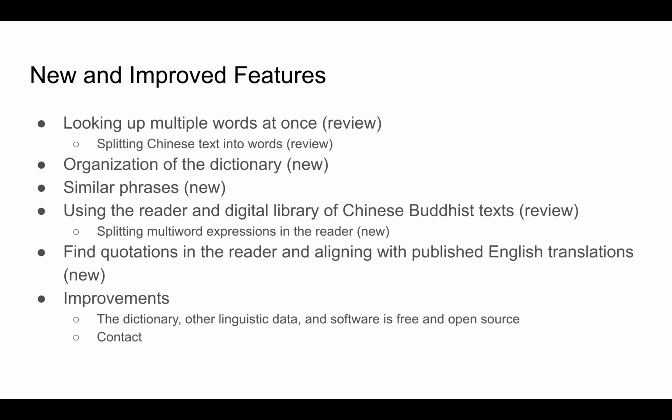Firstly, looking up multiple words at once, and we'll drill down into splitting Chinese text into words. And secondly, we'll look at the organization of the dictionary and what it's made up of. Next topic will be finding similar phrases. And then following that, we'll look at using the reader to read the digital library of Chinese Buddhist texts and how to split up multi-word expressions in the reader. And then we'll look at the quotation database and finding quotations in the reader and how to align that with published English translations. Finally, we'll look at improvements and how to contact me.